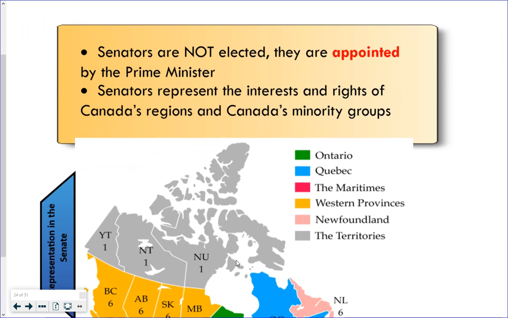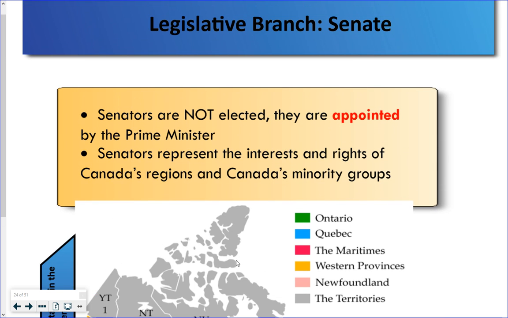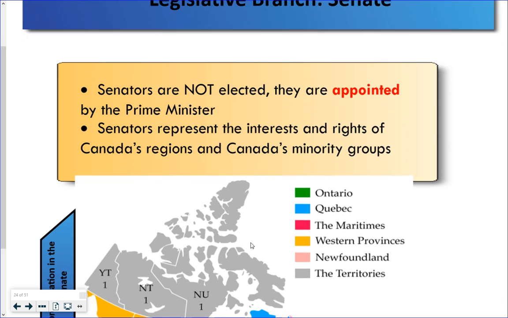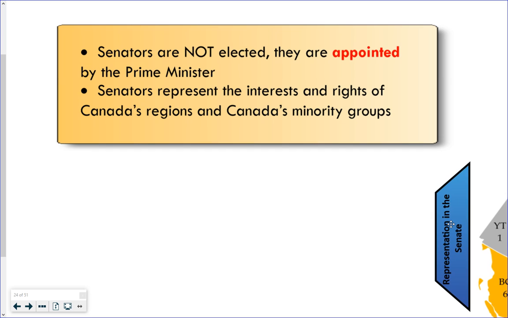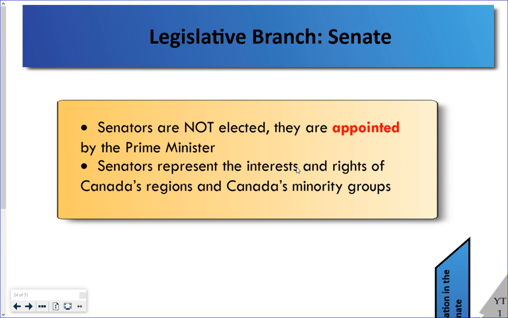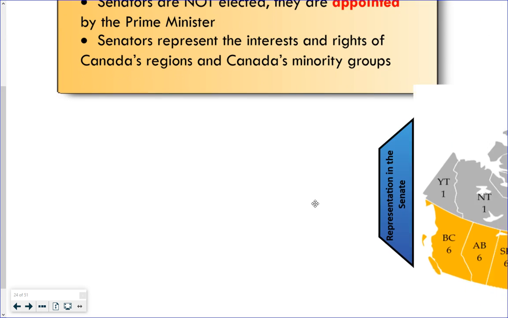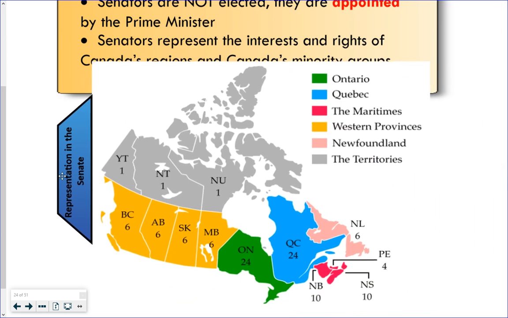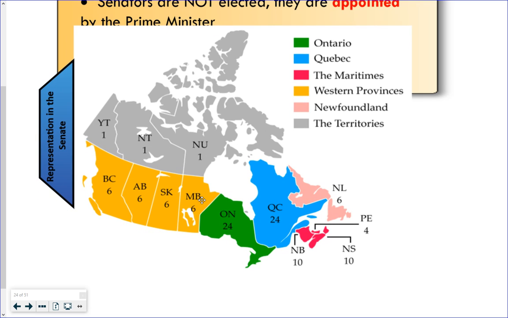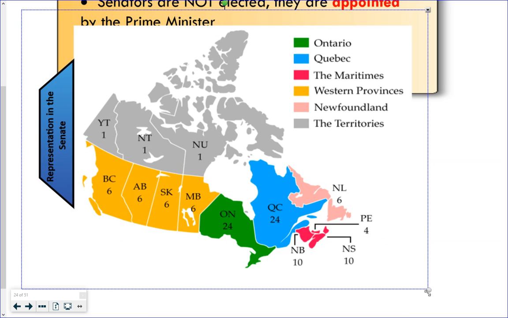All right, let's look at the other section of the legislative branch, and that is the Senate. The senators are not elected, they are appointed by the Prime Minister. Senators represent the interests and rights of Canada's regions and Canada's minority groups. This here is a map of the makeup of the number of senators throughout Canada. As you can see, it depends on region.